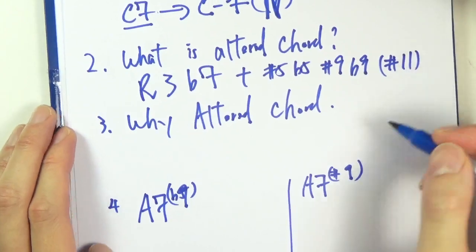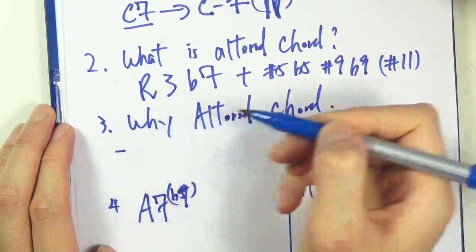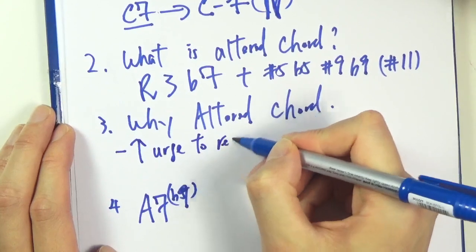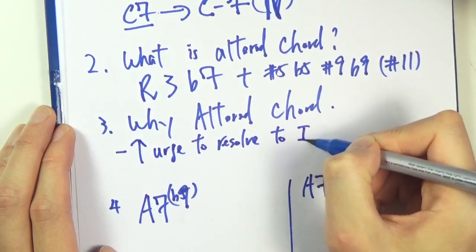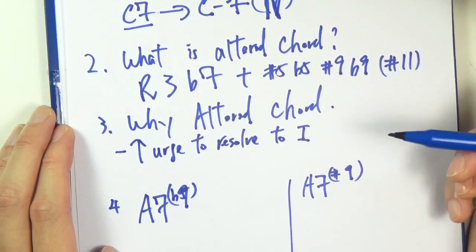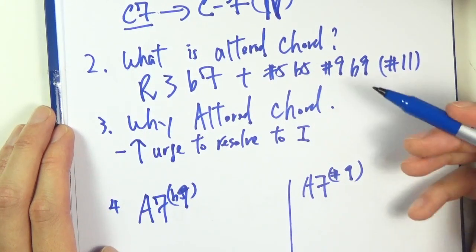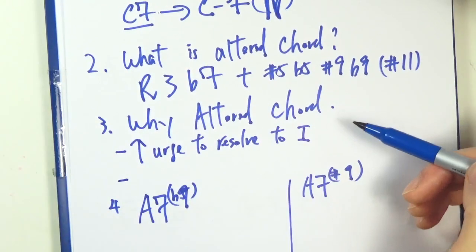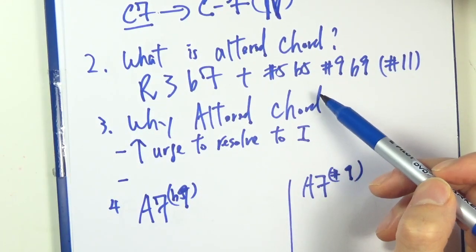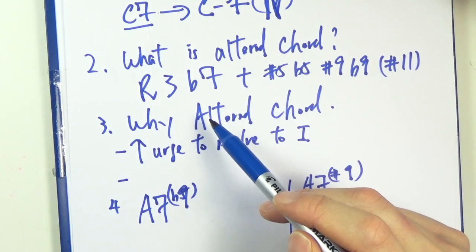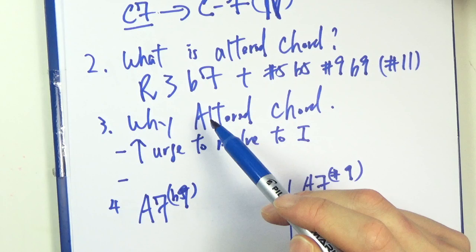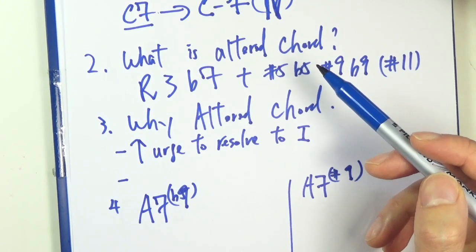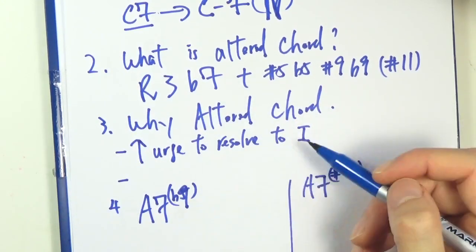So why altered chords? You have 2 reasons. Increase, I'm just going to do it with an arrow, the urge to resolve to the 1 chord. Dominant 7 chords are supposed to be dissonant, so by adding these altered tensions, you're increasing the tension. So that would increase the urge to resolve to the 1 chord. In the test, I also want you to repeat what I just said: these altered tensions would increase the tension in a dominant 7 chord, and the dominant 7 chord is supposed to sound dissonant, and the dissonance would encourage the urge to resolve to the 1 chord.